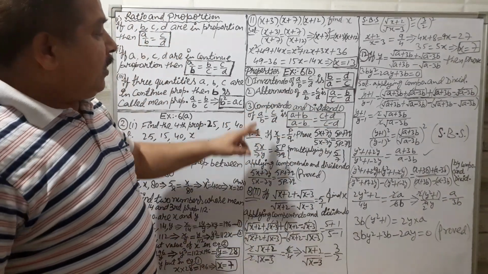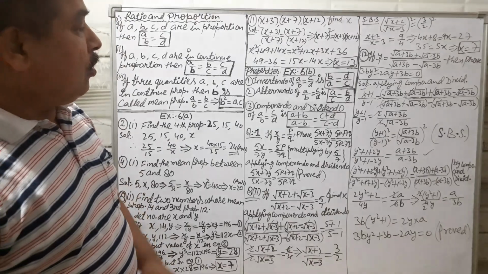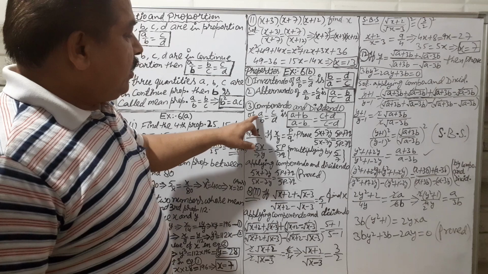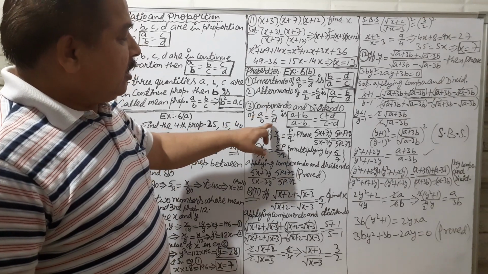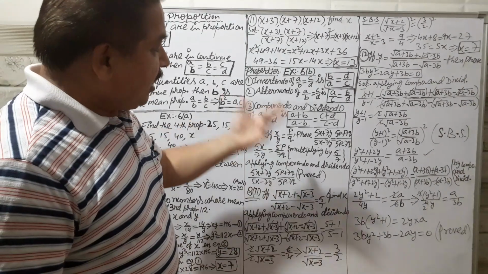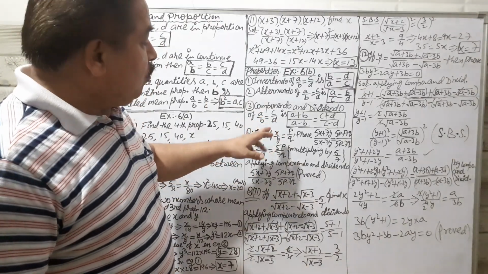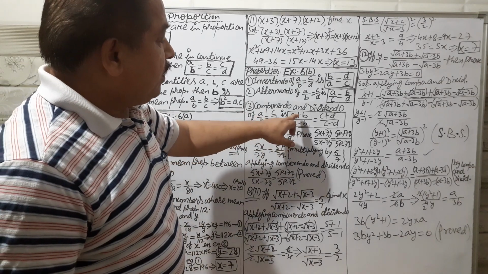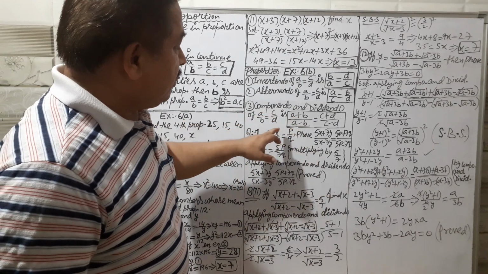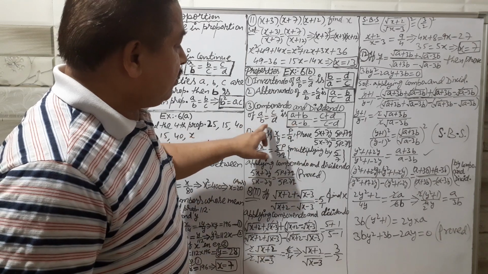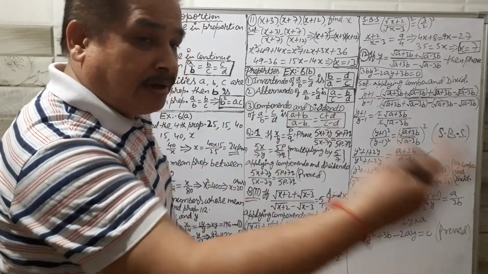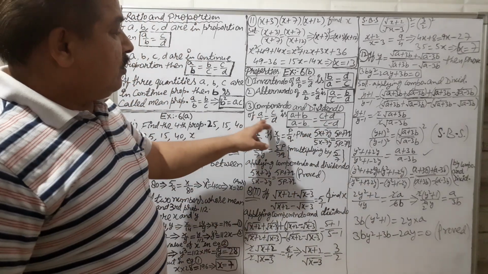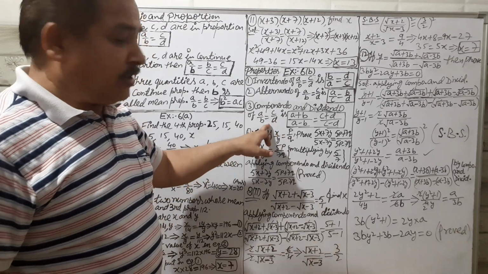It is called alternendo. And the third property, componendo and dividendo. Componendo means plus, dividendo means minus. If a upon b equals c upon d, the condition is given like this, and you are applying componendo and dividendo. How will you apply it? See here: a plus b, numerator plus denominator, and down will be numerator minus denominator. Similarly this side, right hand side, c plus d upon c minus d. So this is the componendo and dividendo form of this.